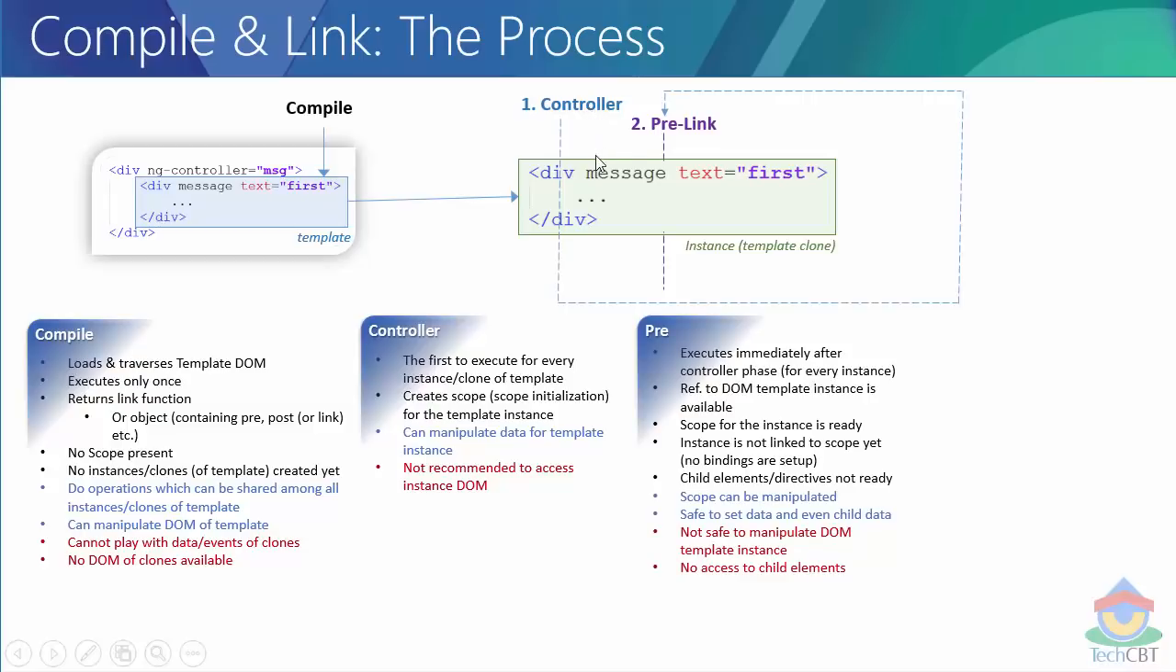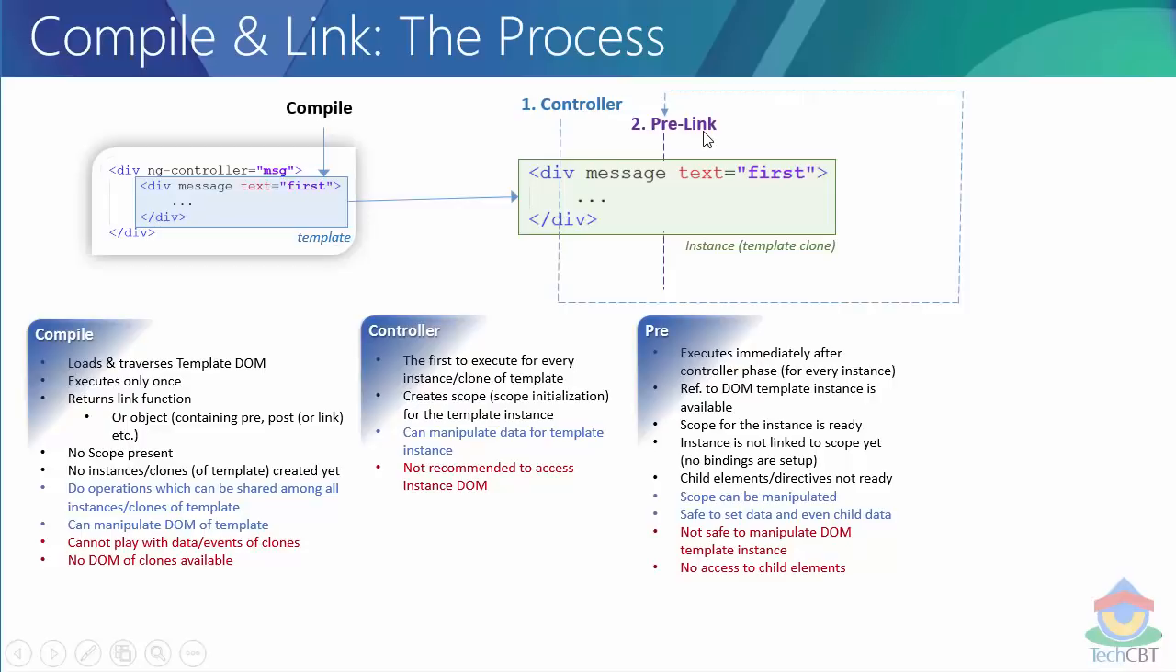During the prelink phase, the first thing is that the reference of this element is made available in the form of DOM. So which means the DOM template is made available to the prelink phase. And as I mentioned, prelink is the first one which gets executed immediately after the controller phase. Next, the scope which got initialized at the controller level is still made available to the prelink phase. So which means the scope is ready at the moment the prelink is getting executed.